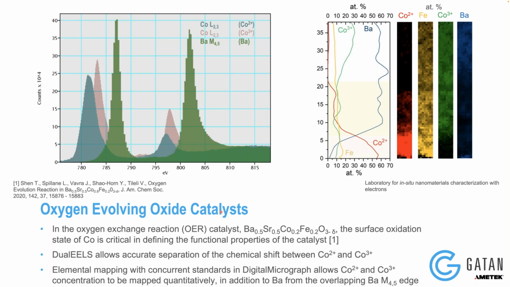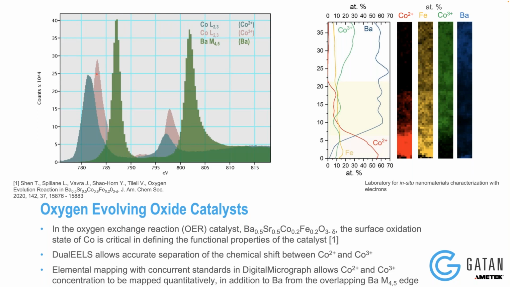This is pretty tricky, okay? So we're looking at two oxidation states of cobalt, so cobalt 2 and cobalt 3. It's also in the presence of barium. So we have barium and cobalt edges, huge overlap. So we have to deal with this with standards. It's really the only approach that we can take to deal with this analytically.